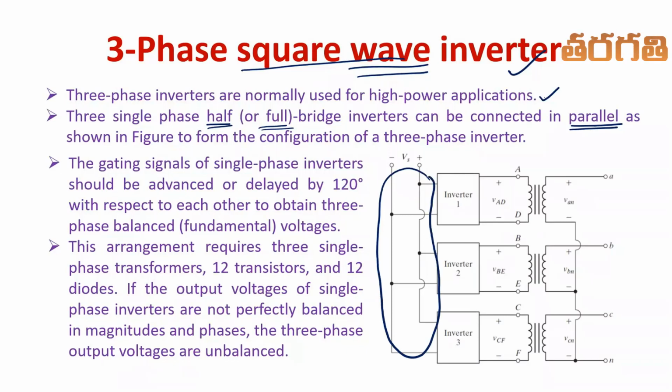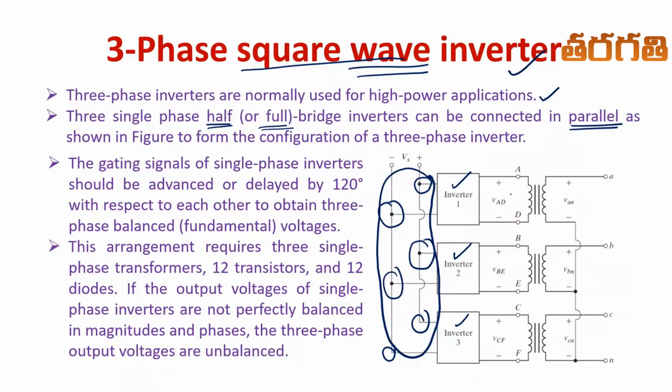You know that the upper terminals are connected to the positive bus, whereas the lower terminals are connected to the negative bus. So I can say that inverter 1 is connected in parallel with inverter 2 and inverter 2 is connected in parallel with inverter 3. So by connecting three inverters in parallel, it is possible for us to obtain a three phase inverter configuration.